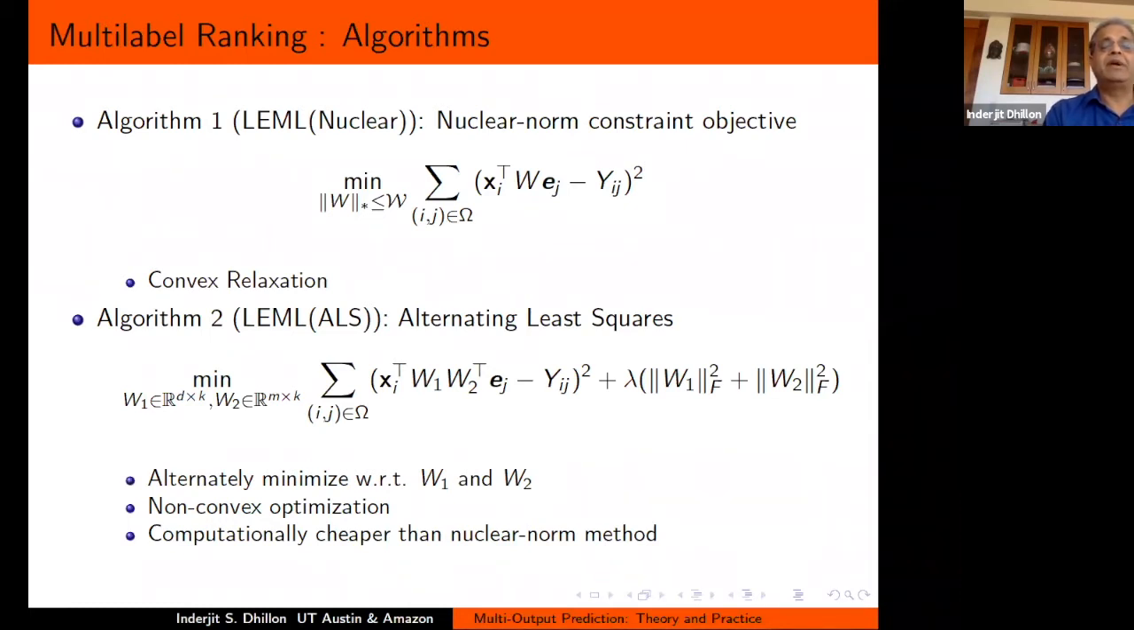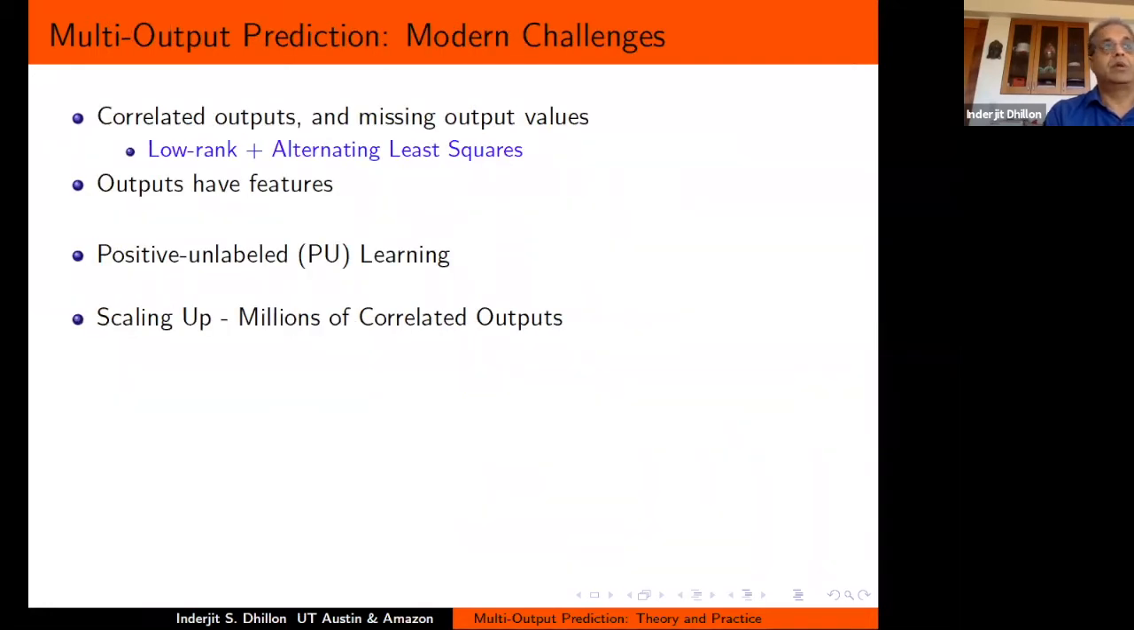And then in algorithm 2, what you can do is explicitly factor W in terms of W1 and W2, each of which is rank K, and then solve this by alternating, solving for W1, then solving for W2. This is not a convex problem, so it is a non-convex optimization. But once you fix W1, the problem for W2 is convex and vice versa. So algorithm 1 is a convex relaxation. Algorithm 2 is actually non-convex optimization. And both these methods actually work quite well in practice.